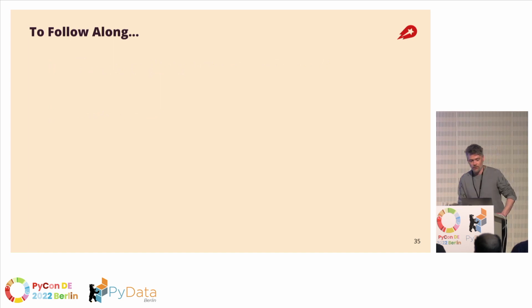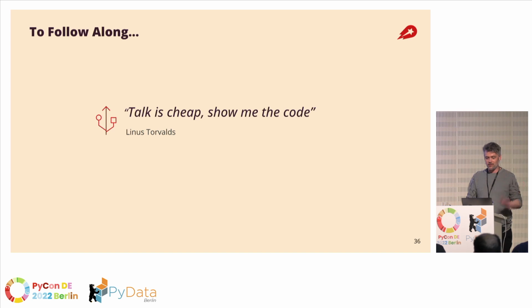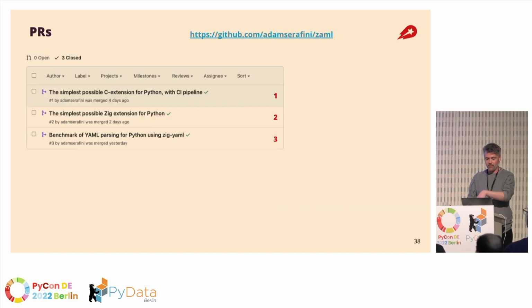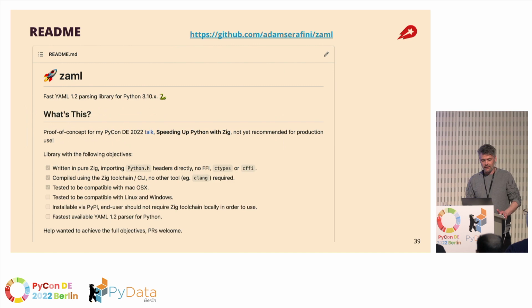So now we'll get into some more technical details. Of course, this isn't just a talk. There is a repository that you can go to in my GitHub account called xaml. I've structured three pull requests there, in the order that I'm going to tackle things. Firstly, the README. It is my intention that this would actually be a fully functioning YAML parsing library. Currently, I haven't tested it on different operating systems, but it is written in pure Zig. It does import the Python header file directly. It is only compiled using Zig.